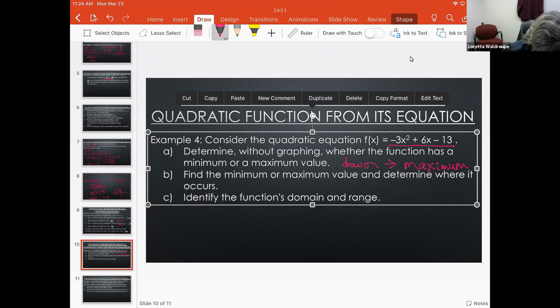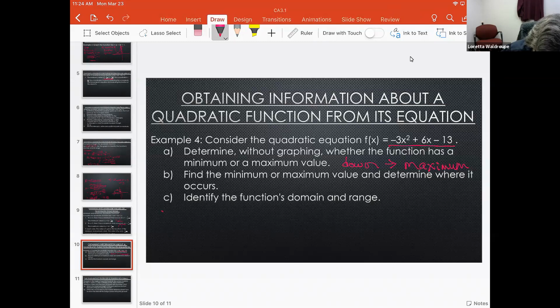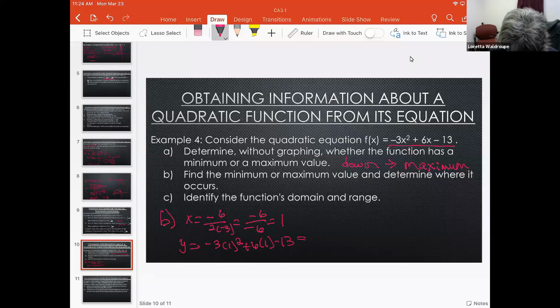So to find the vertex, you do negative b over 2 times a. There's my x value. To find the y value, you remember, you plug that value in. So 3 plus 6 is 9. So my vertex is (1, -4).